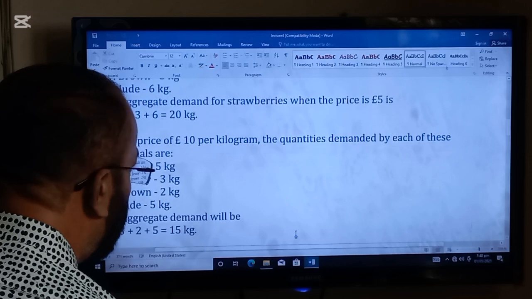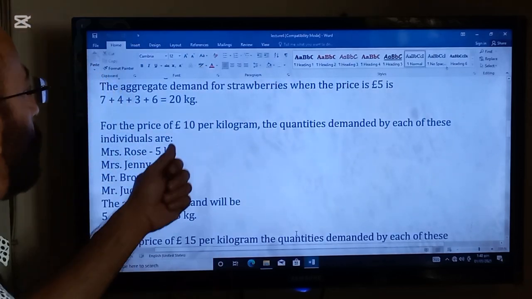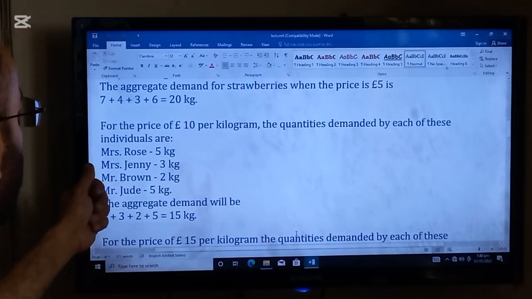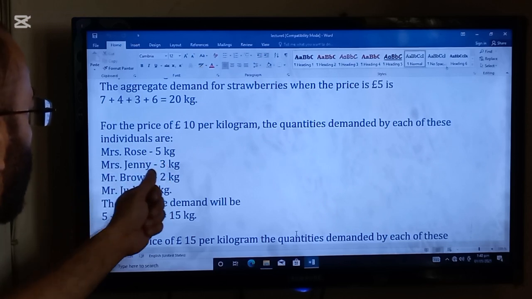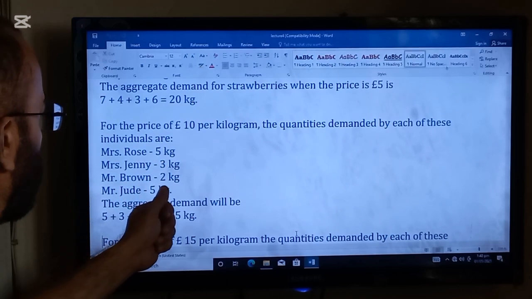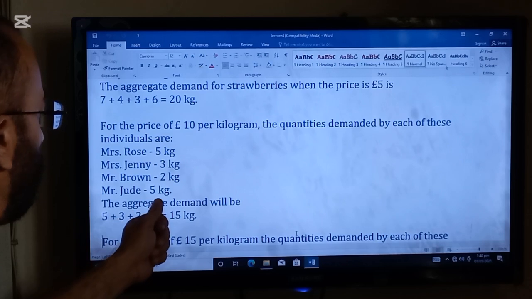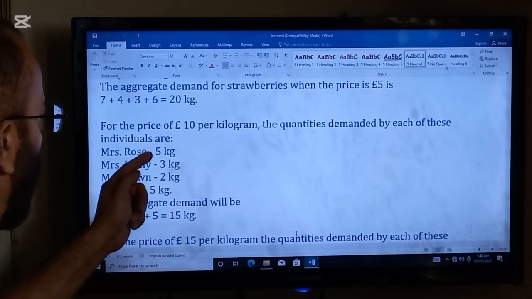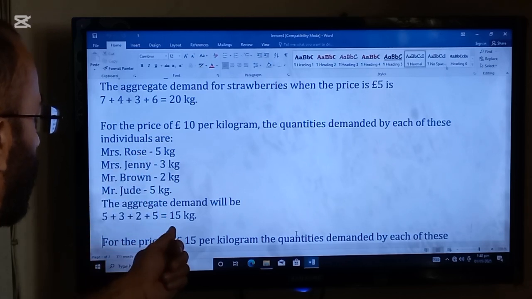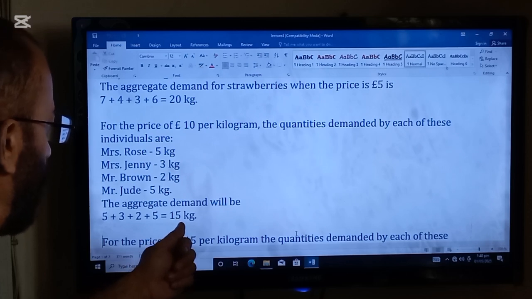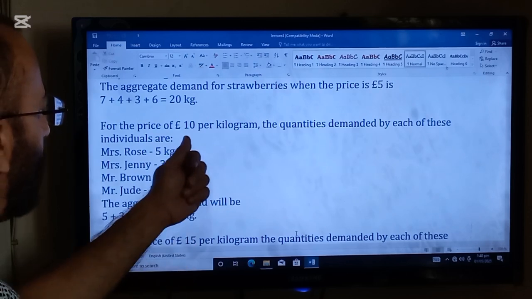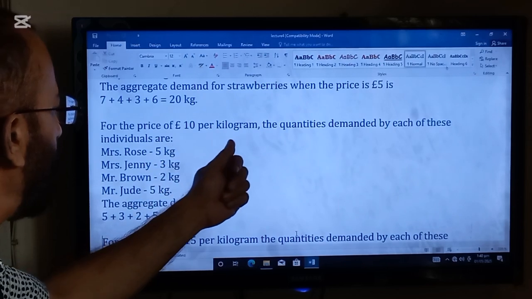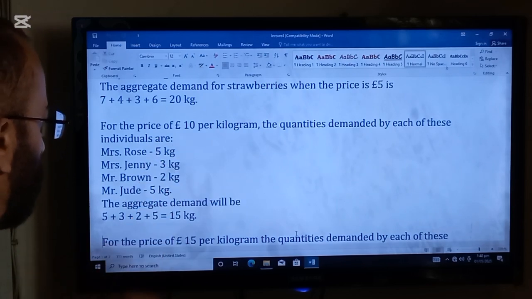For example, when the price rose to £10 per kg, Mrs. Rose is now demanding 5 kg, Mrs. Jenny 3 kg, Mr. Brown 2 kg, and Mr. Jude 5 kg. And after adding all these values, that is equal to 15 kg. So this is the aggregate demand or the market demand of the strawberries when the price is £10 per kg, and these are the individual demands.